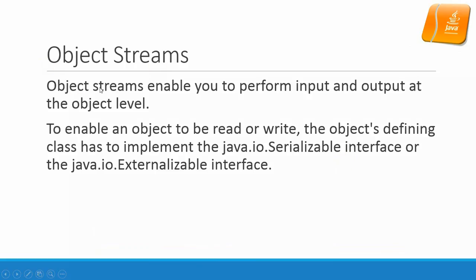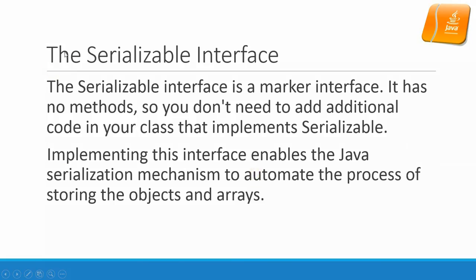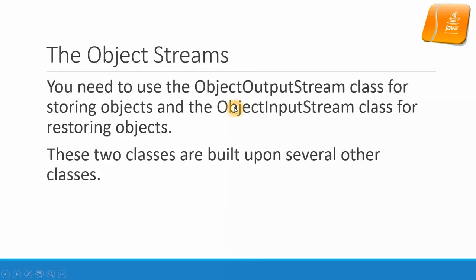Object streams enable you to perform input-output at the object level, so it's a well-cooked I/O stream. To enable an object to be read or written, the object's defining class has to implement the java.io.Serializable interface or the java.io.Externalizable interface. So two interfaces can enable the read and write. The Serializable interface, we mentioned before, so I won't repeat it.